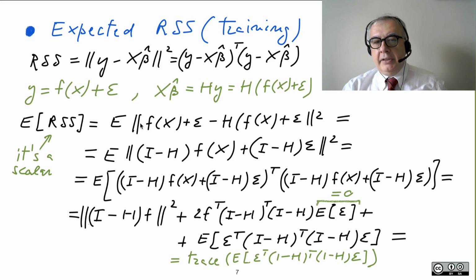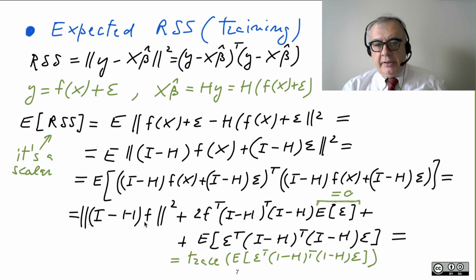And then we have the expected value of y, which is f plus epsilon. At the beginning, I'm writing f of x, but after some time, I will just drop the x. So it's to make the notation a bit simpler. Minus x beta hat, this is H f(x) plus epsilon. I collect the terms in f, so I have (I minus H) f, and the terms in epsilon, so I have (I minus H) epsilon. Okay, and this square norm can be written as this quantity transpose times this other quantity.